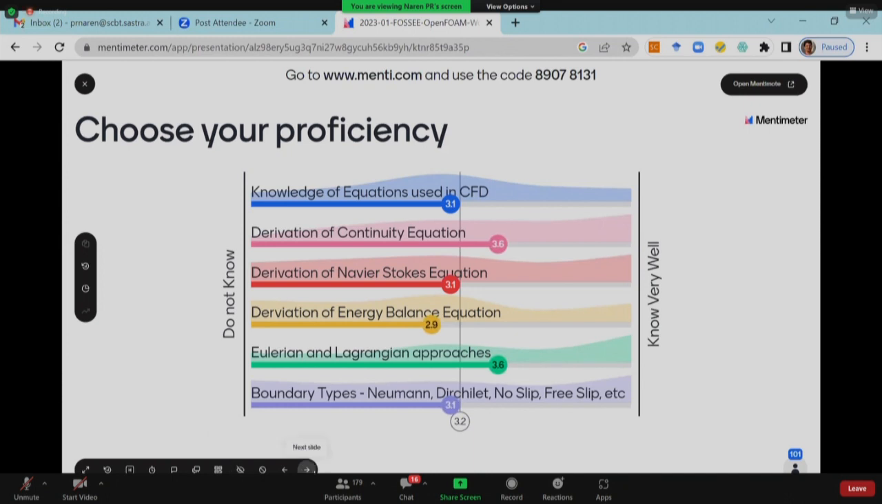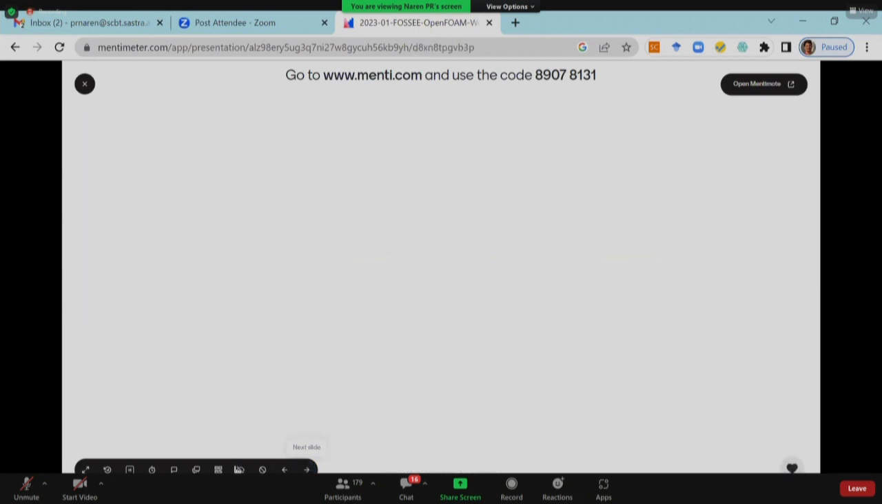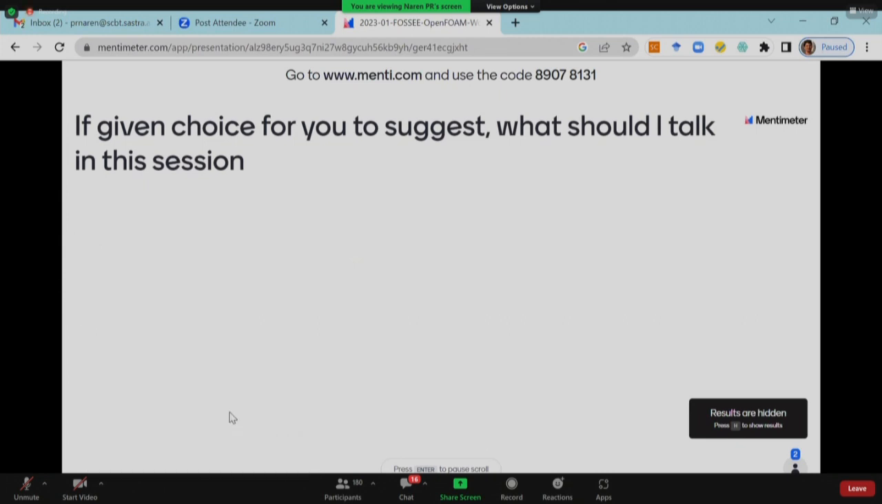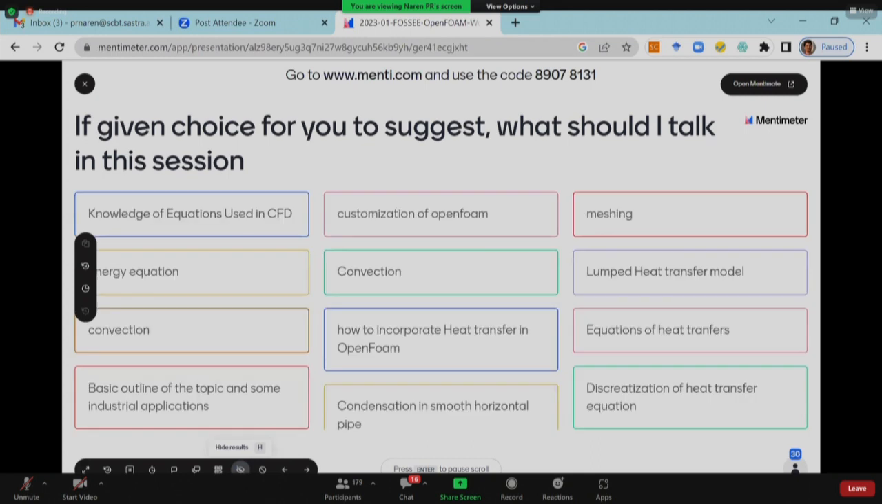So that's nice. Okay, the next is something that, sorry, it's not the pause. What should I talk about in this session? Remember, this session is on heat transfer. If you are asked to suggest a topic to me in heat transfer, what would you like to suggest? Let us restrict to at least the domain of heat transfer. Within heat transfer, what do you think I should be talking about for the next half an hour or so? I'm just showing the results.